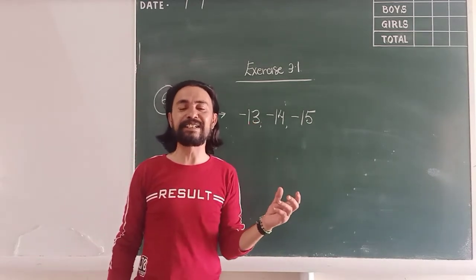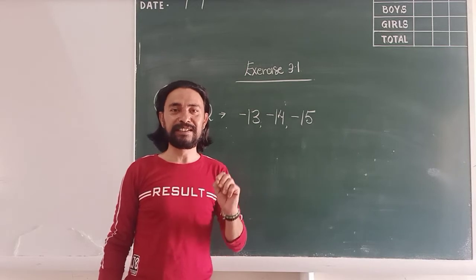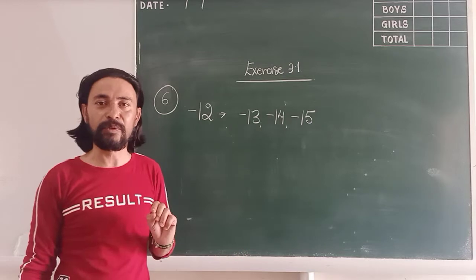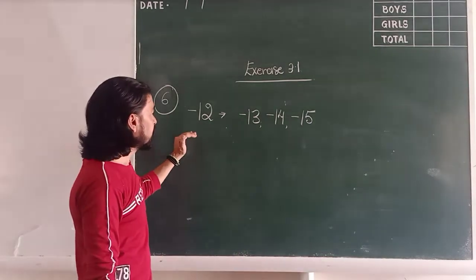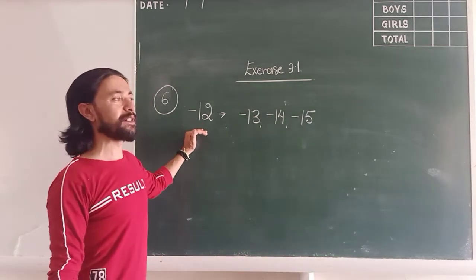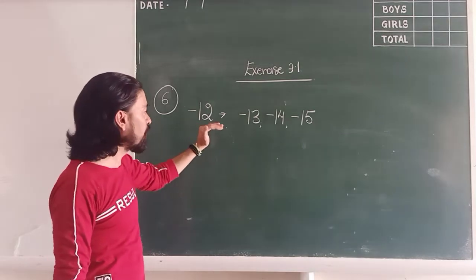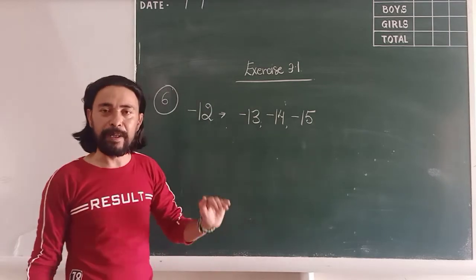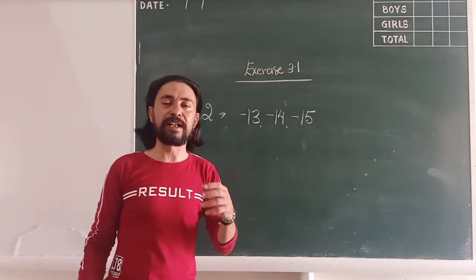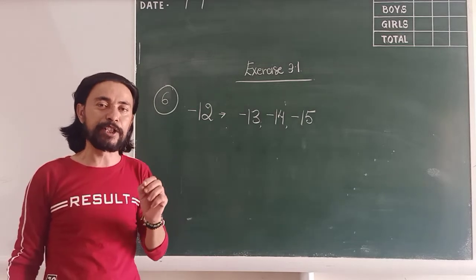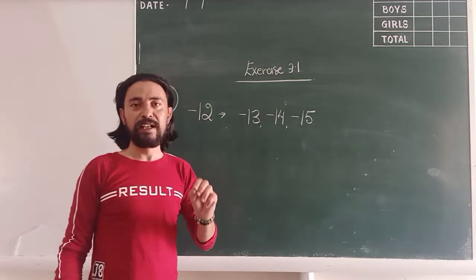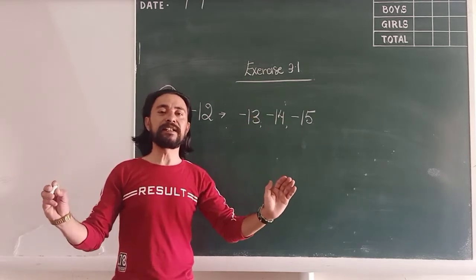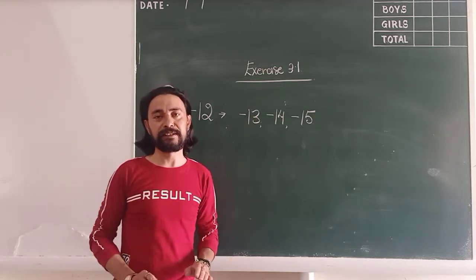The greater the negative number, the lesser is its value. The lesser the negative number, the greater is its value. So numbers that would be smaller than minus 12 or less than minus 12 are minus 13, minus 14 and minus 15. Remember, I am repeating myself again and again in each and every video that I am posting to you, that you need to get used to visualizing the number line.